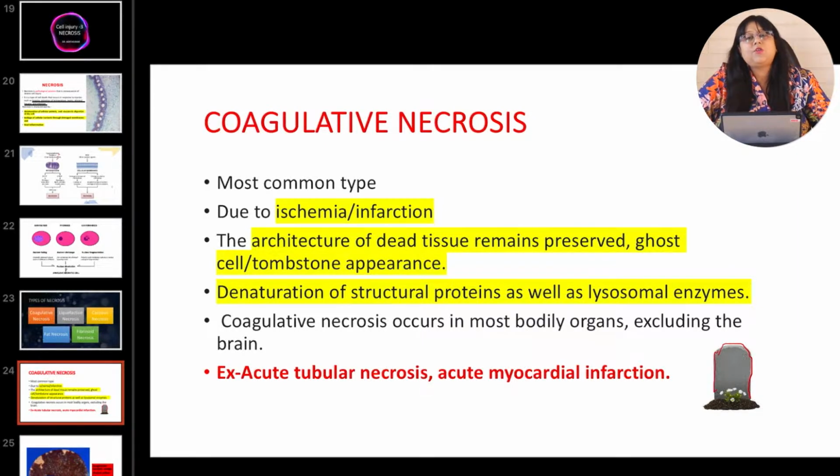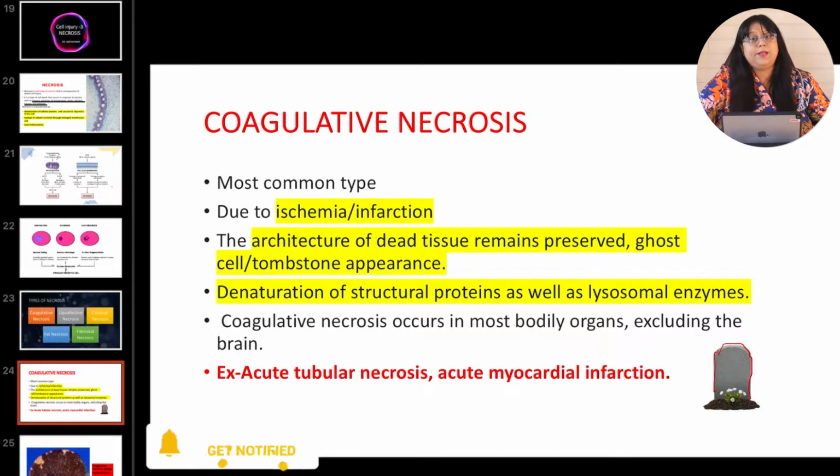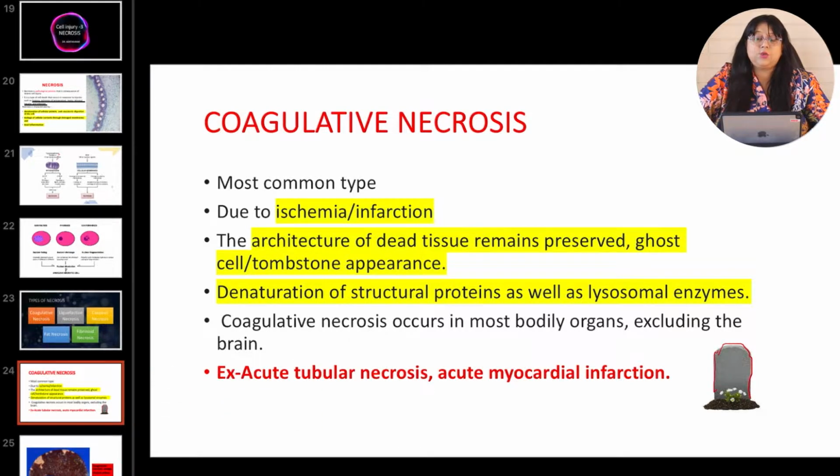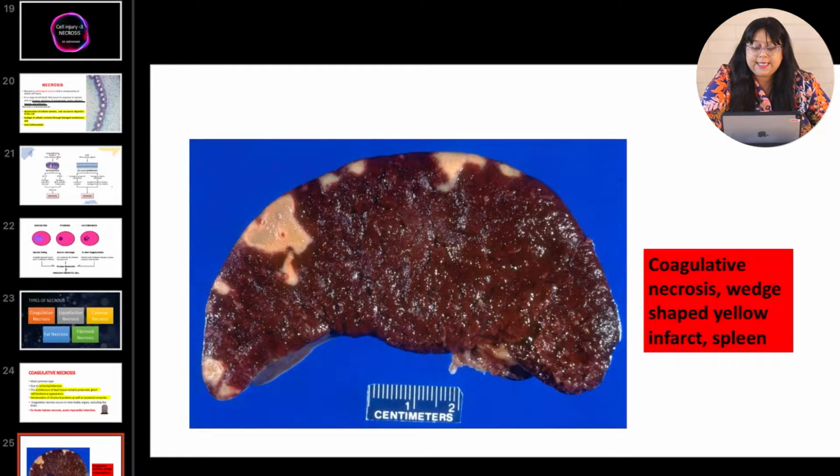So what are the examples of coagulative necrosis? Coming to the example of coagulative necrosis. One example is acute tubular necrosis, which is seen in kidney. Another example, very common example, is seen in the histopathology picture of acute myocardial infarction. As you can see in this image, I have shown you the gross appearance of a spleen infarct. And you can note here the yellow wedge-shaped infarcts. So these are the foci of coagulative necrosis. The yellow wedge-shaped infarct depicts the coagulative necrosis which has happened here in the spleen.